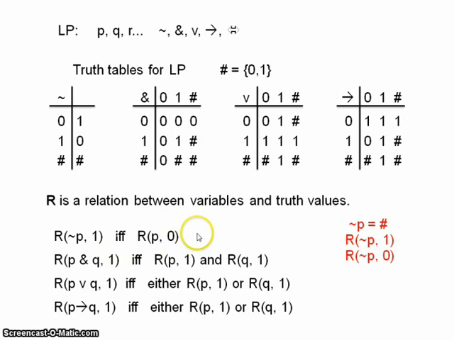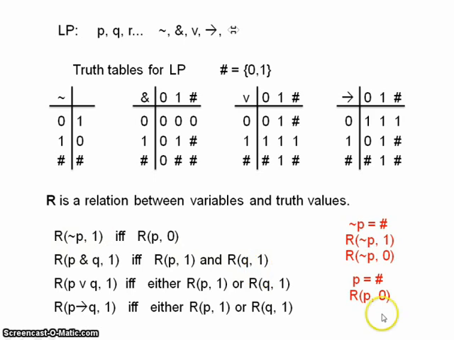Well, if not P is hash, we know by our truth tables for negation that P is hash too. And if P is hash, then P must be false under R, because that's just how hash is defined. Hash includes both truth and falsity. So if P is hash, it's false under R. And since P is false under R, not P, by this definition, is true under R.